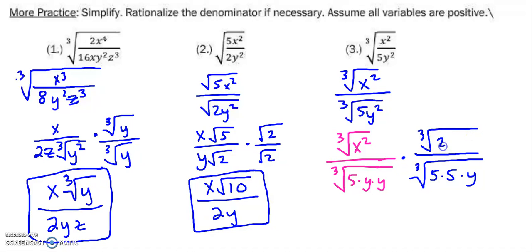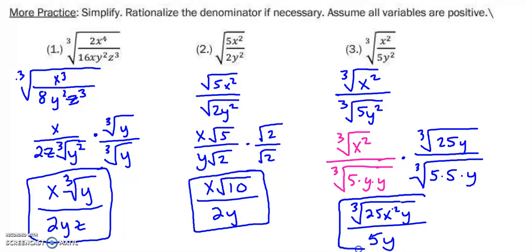And that's 25y that I'm multiplying by. And so, to simplify, we'll multiply out the numerator. It becomes the third root of 25x squared y. And the denominator is going to be, well, I've got 3 5's and 3 y's, and I'm taking the third root. So in the denominator, I will just have 1 5 and 1 y. And I've gotten rid of my radical. And there's my final answer.